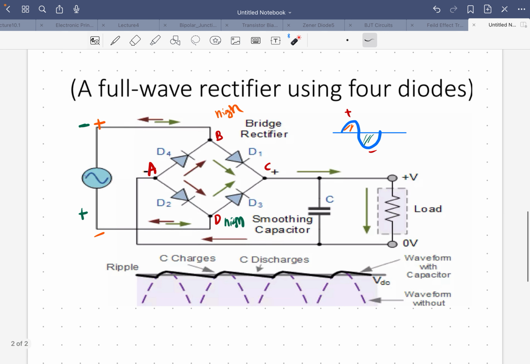When we graph the wave that will come out from the rectifier, it will be like this.